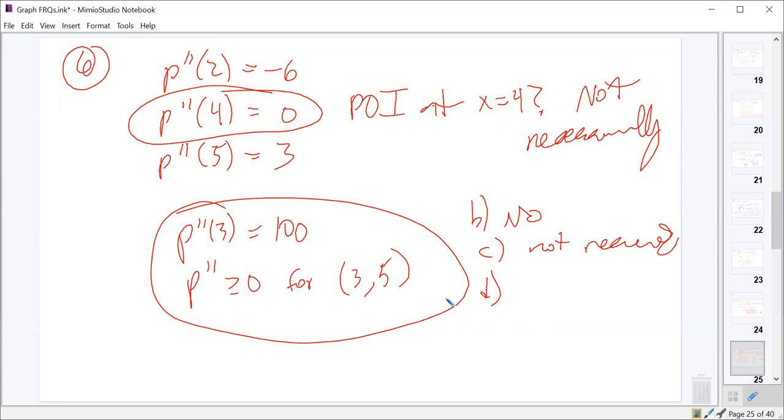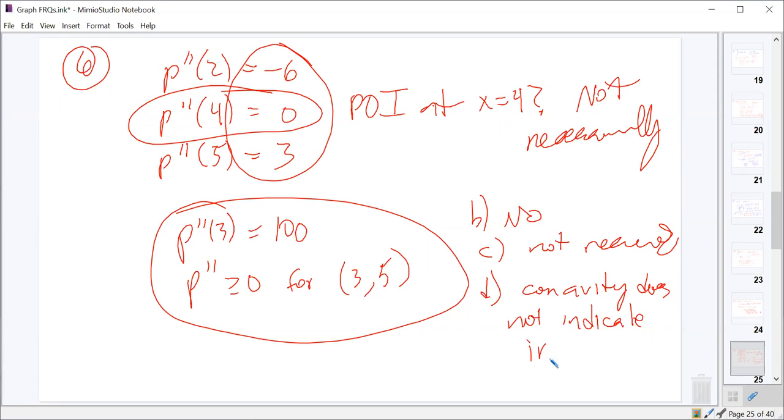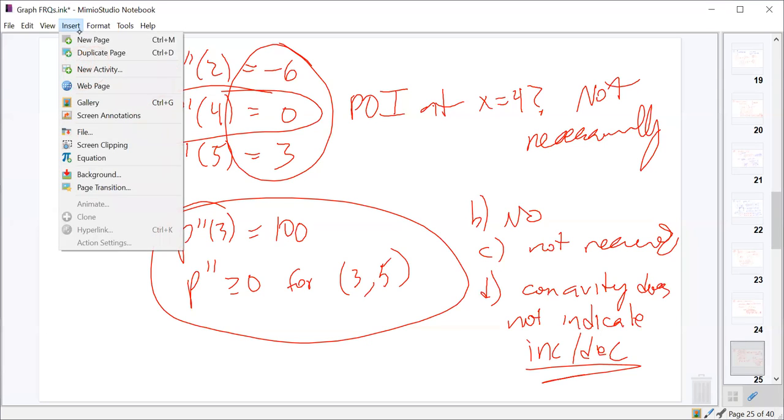No. P is not necessarily increasing on 2 to 5 based on its concavity. Concavity does not indicate increasing or decreasing. So their statement that A through D are all false is a poor statement because they're not necessarily all false, but none of them are guaranteed to be true. So E would be the best choice there. Cool. Any other questions on 6?